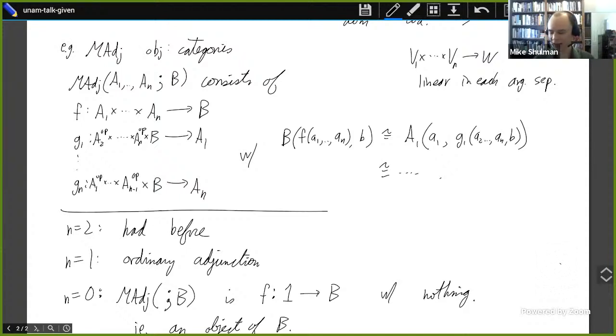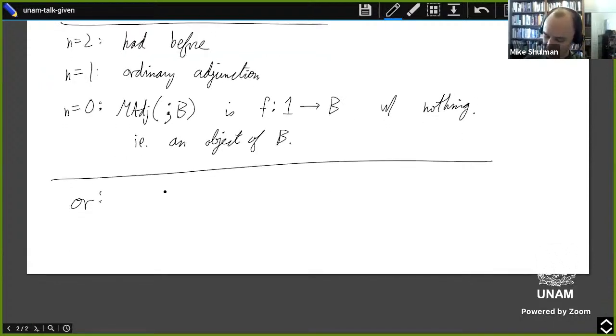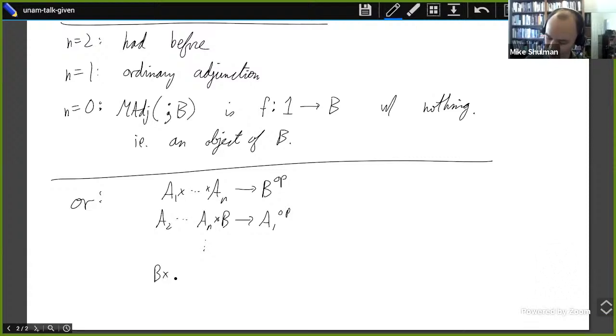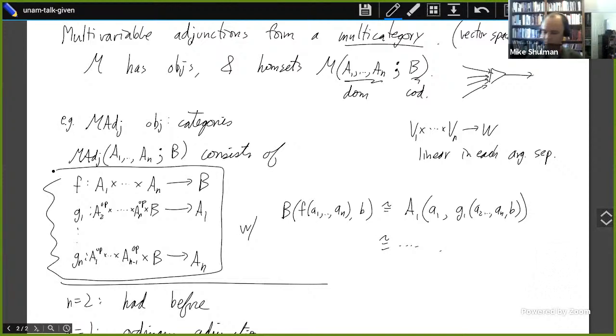You also may want to do something more systematic about the placement of the opposites. Here I've got an F that has no opposites at all, and then all the G's have opposites on all but one of the things in the domain. But one more systematic way of doing that is to put all the opposites on the codomain. So you have something going from A1 to An up to B op, and then A2 up to An cross B going to A1 op, and then all the way down to B cross A1 up to An minus 1 going to An op. So you can oppositize some of your categories and flip them around to make it more systematic. But in the examples that we usually see, they tend to look more like this, and so I'm just being a little bit informal in writing it like that.